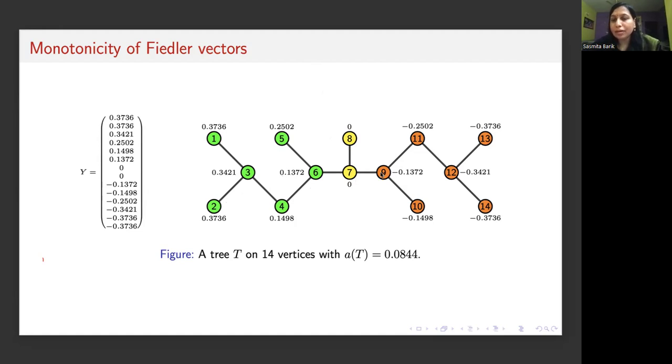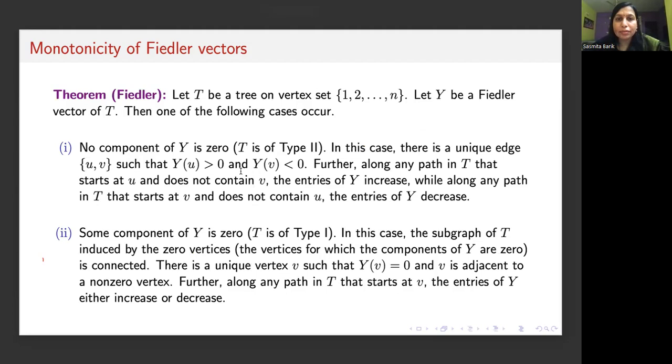And if you start with a negative vertex and move without including a 0 vertex, then you are going in the negative side, so your entries will decrease. So that is the thing that happens. So these two cases will happen.